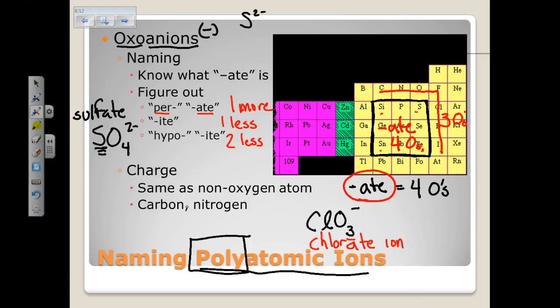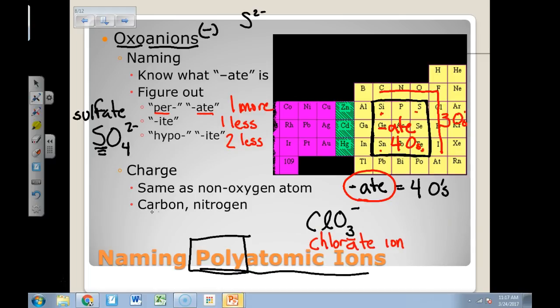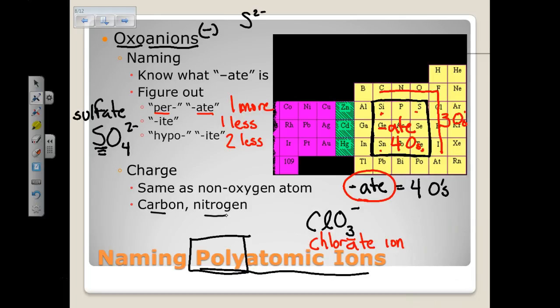Like, if we're going from a name to a formula, how do we know what the charge is? Well, it turns out, with the exception of carbon ions and nitrogen ions, all of these polyatomic ions have the charge of the non-oxygen atom. So chlorate has a charge of 1 minus. Now you don't have to put the 1. I do sometimes, just so it doesn't look like a thing.